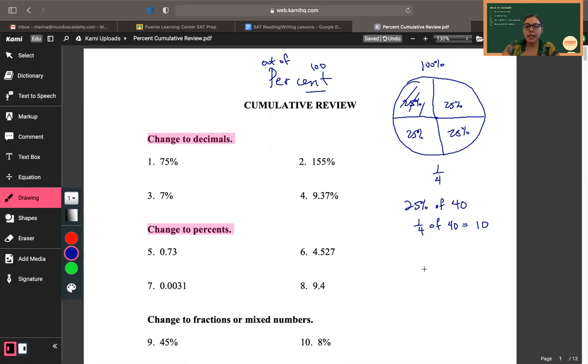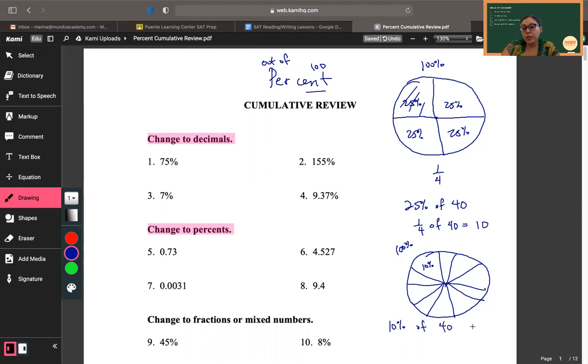With 10, it's kind of the same thing. If 100% is the full circle and I divide this into 10 pieces, my 10 pieces aren't going to look that great, but let's say I have 10 pieces. Each of these is going to be 10%. So if I need to find 10% of, again, 40, that's the same as dividing it into 10 pieces. So 10% of 40 would be 4.